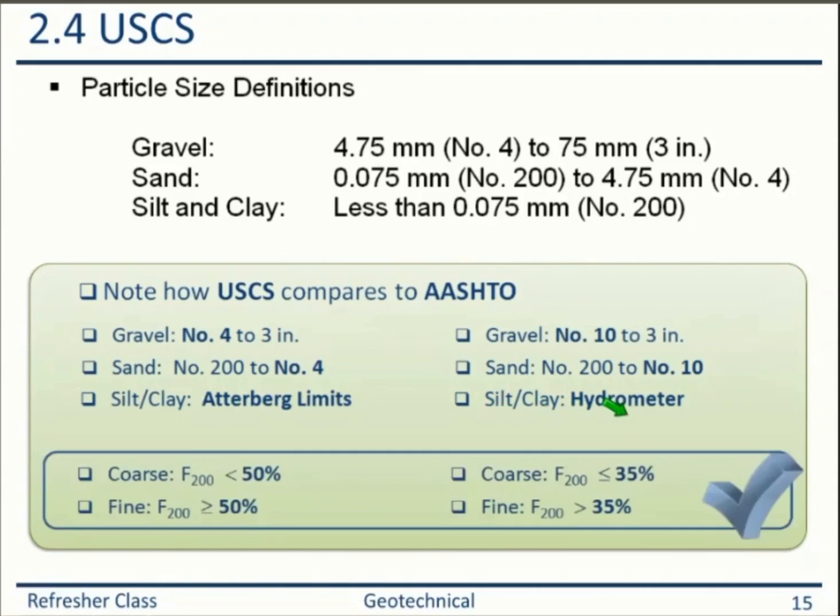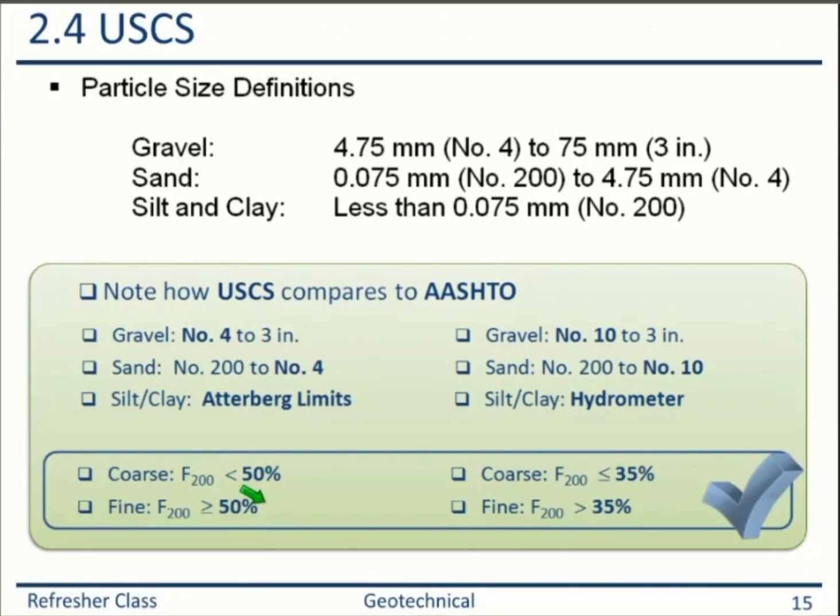For comparing coarse grains and fine grains, we will keep 50% for the USCS system. Anything with less than 50% passing through the number 200 sieve is called coarse grain soil. Greater than or equal to 50% is called fine grain soil. Whereas for AASHTO, if the percentage passing through the number 200 sieve is less than or equal to 35, it is defined as coarse grain soil. In the case of fine, it should be greater than 35. So the comparing percentage is also different. These are the things you have to keep in mind.